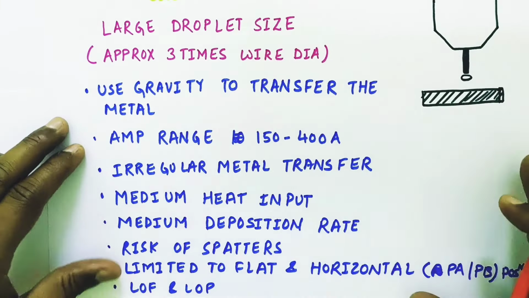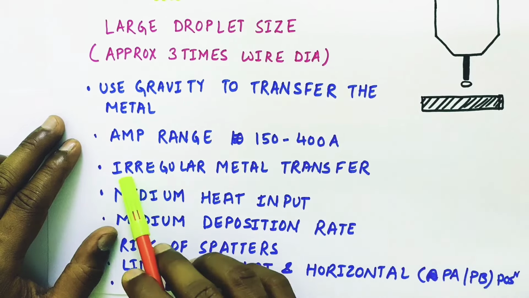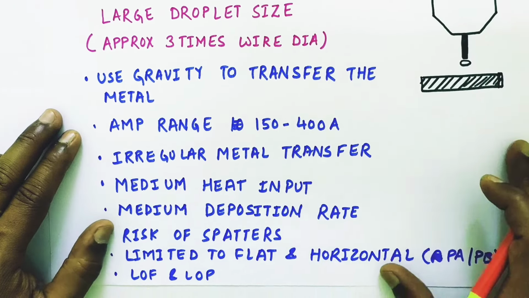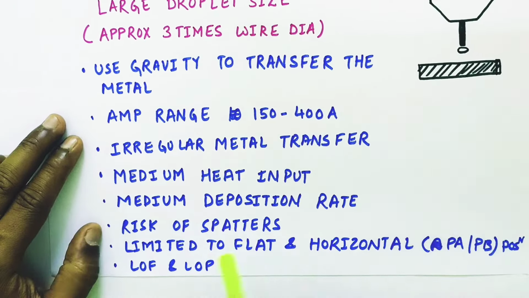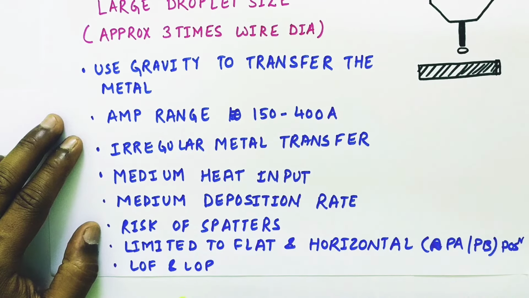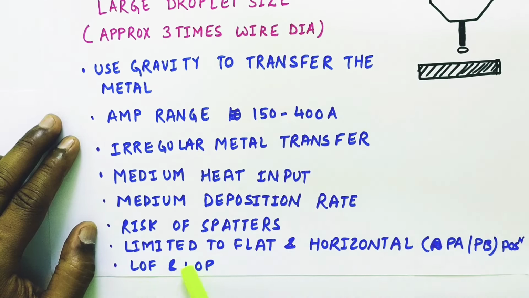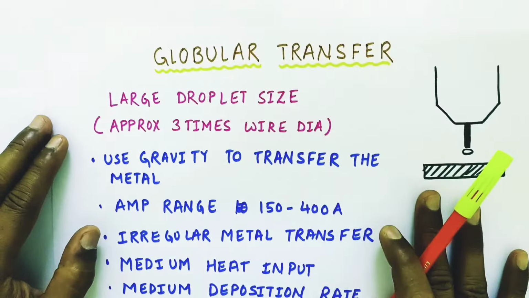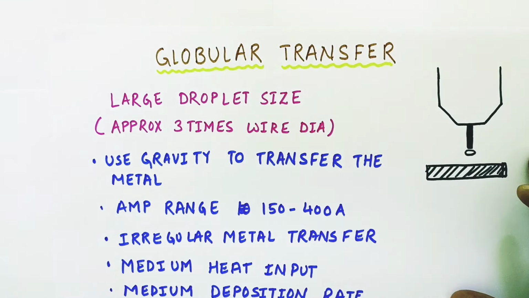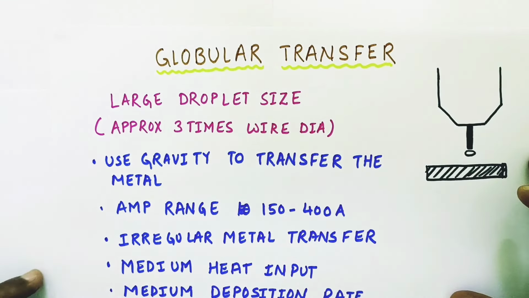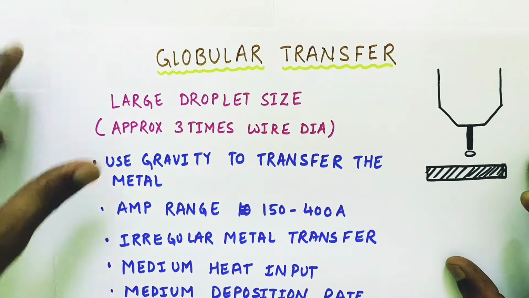This is not preferable and it is not used because it has irregular metal transfer, medium heat input, medium deposition rate, and risk of spatter. And one very big limitation is that it is limited to flat and horizontal positions only, that is PA and PB positions, and it causes lack of fusion and lack of penetration also. So friends, with this we have come to the end of the globular transfer.